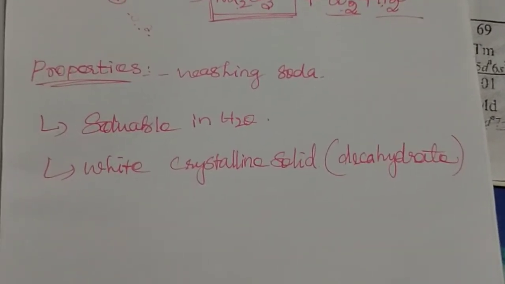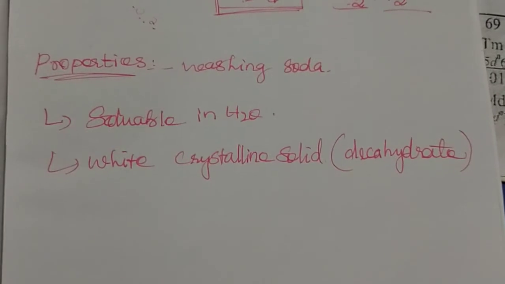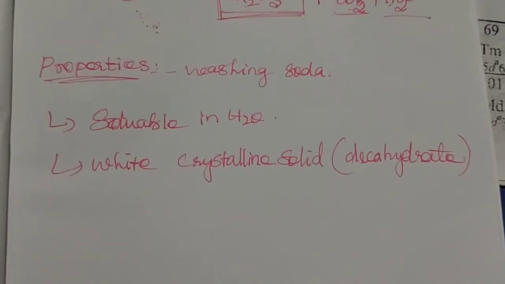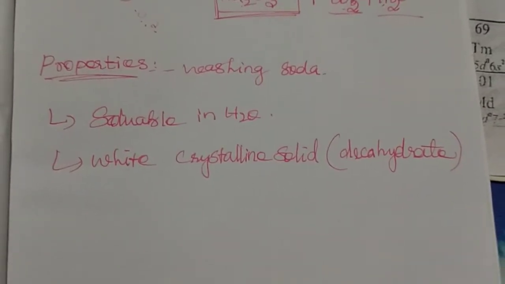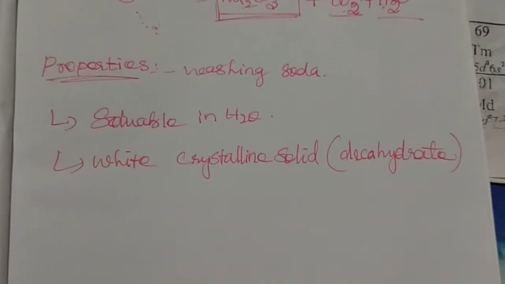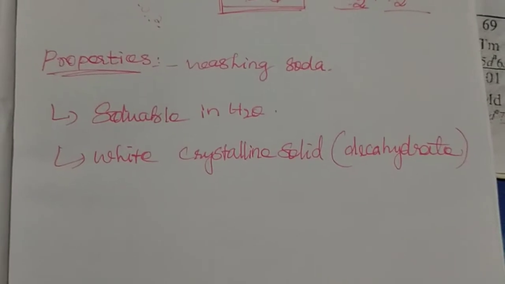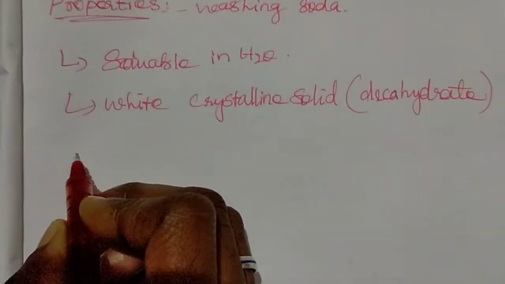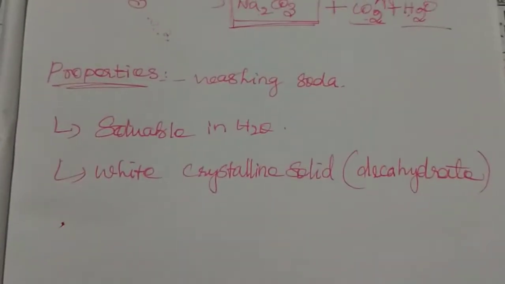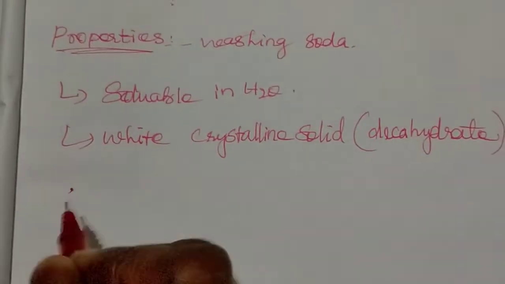Above the temperature 373 Kelvin, this monohydrate sodium carbonate is changed into a white powder. That white powder is called soda ash. So the reaction involved in this process is as follows.